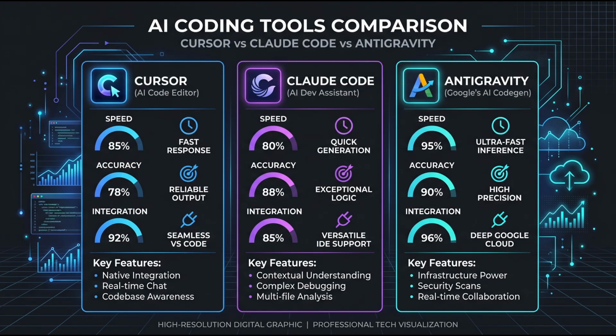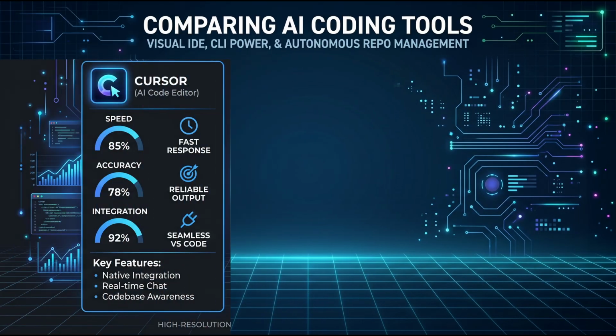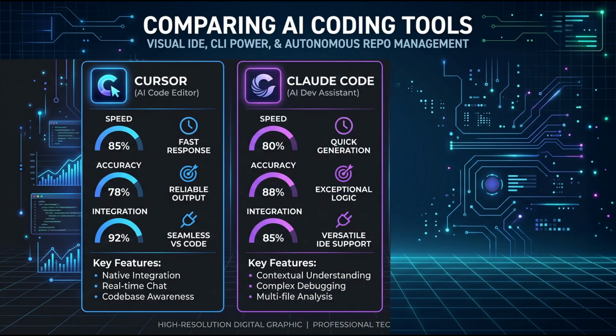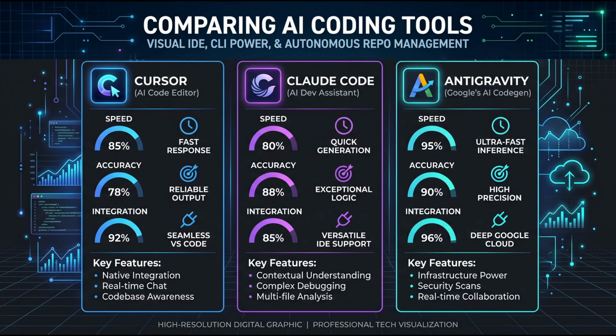So, what is the perfect combination? If you want the ultimate workflow, use Cursor as your primary IDE for day-to-day visual coding, UI building, and deep focus work. Then keep Claude Code open in your integrated terminal to handle the mundane tasks, running tests, managing terminal commands, and automating your git workflow on the fly. And if you are on an enterprise project, let Antigravity handle the macro-level repository management in the background.